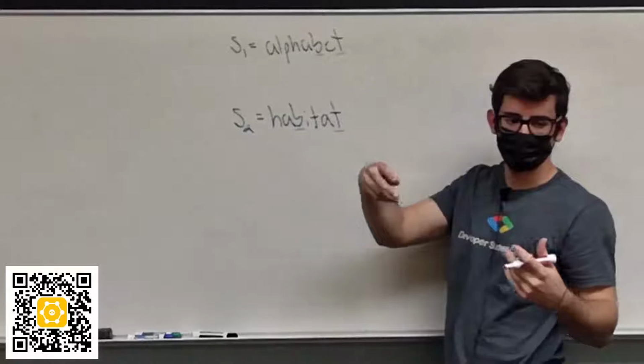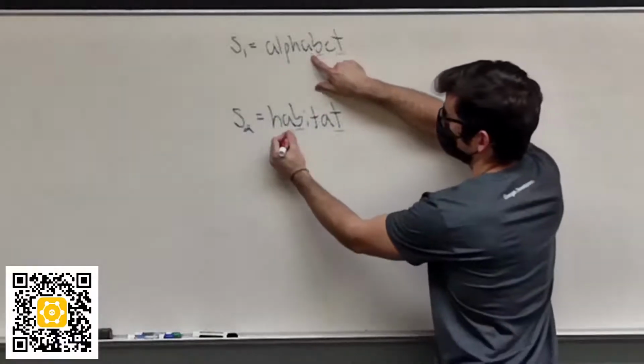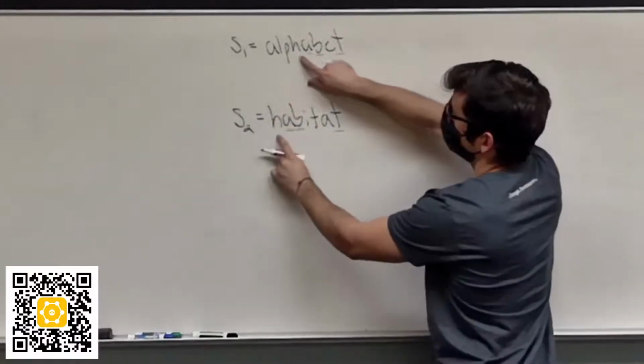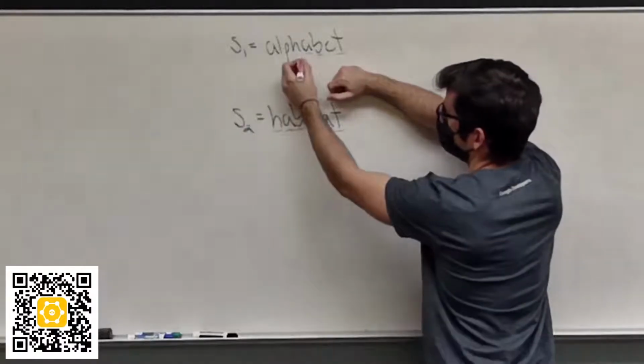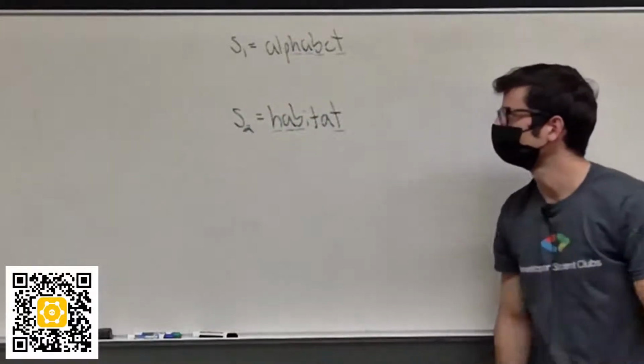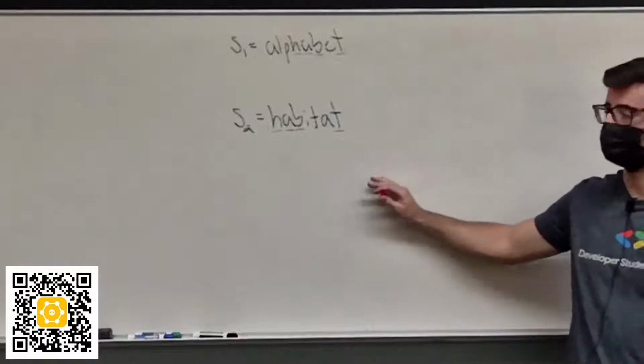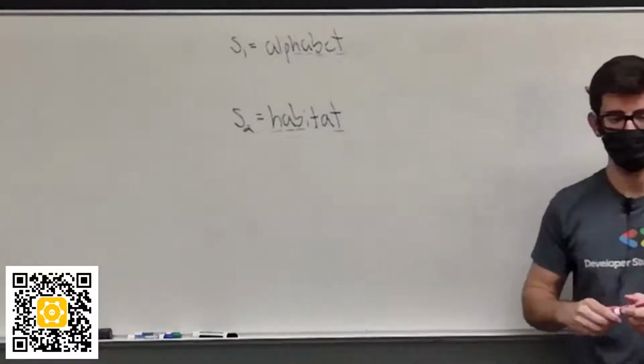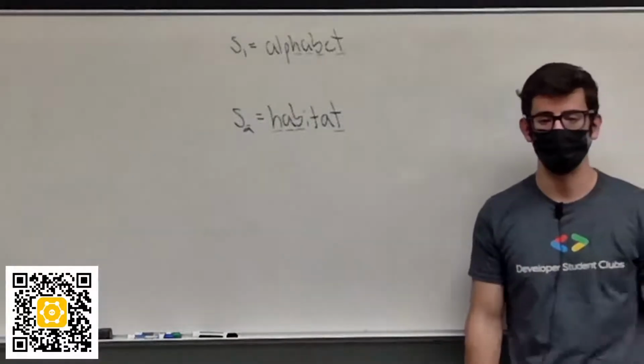Continuing these steps, I can see that A and A match, so I add that to my answer. Then H and H match, and I add that to my answer. Now, of course, this is only one subsequence. You might find multiple, but you have to find the longest one. Yeah, question?